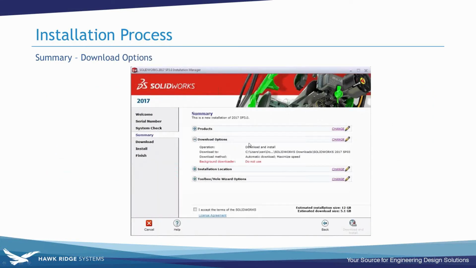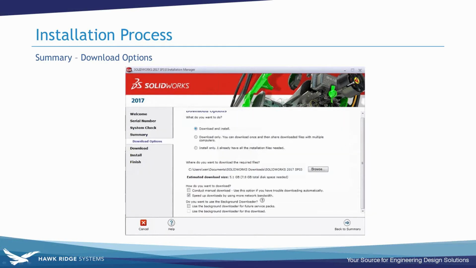Once we go back to the summary page, we'll take a look at the downloads option. We'll select change here, and we have several options for the download options. We have the download and install, download only, and install only. In our case, we'll do the download and install since we don't have the installation files. But say you wanted to take the installation files, put them on a flash drive, and give it to your neighbor. Then you can select the download only option, and that'll only download the installation file set so that everybody in your office can use them if you give it to them.